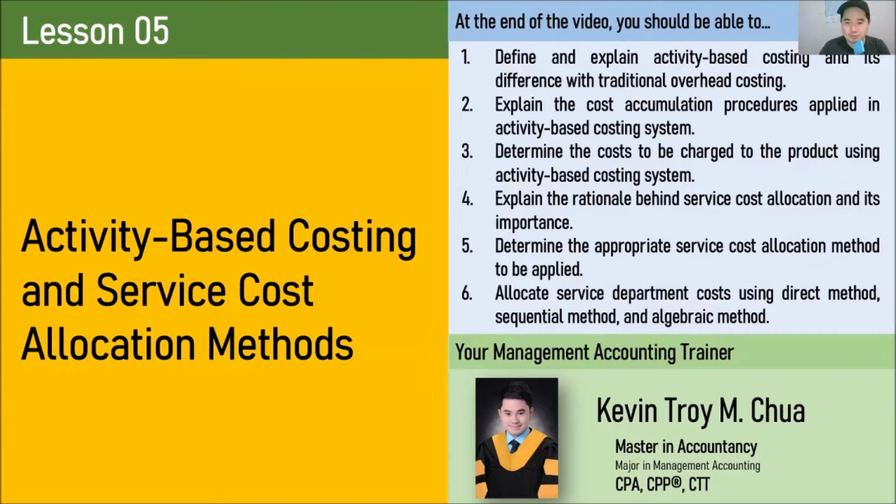At the end of the video, you should be able to define and explain activity-based costing and its difference with traditional overhead costing. Explain the cost accumulation procedures applied in activity-based costing system. Determine the cost to be charged to the product using activity-based costing system. Explain the rationale behind service cost allocation and its importance. Determine the appropriate service cost allocation method to be applied and allocate service department costs using direct method, sequential method, and algebraic method.